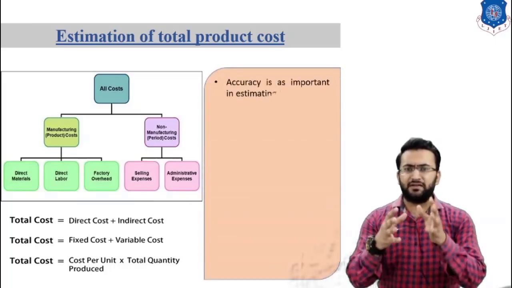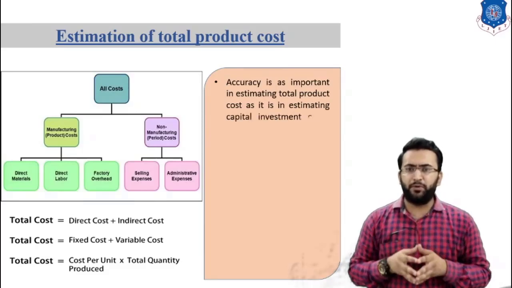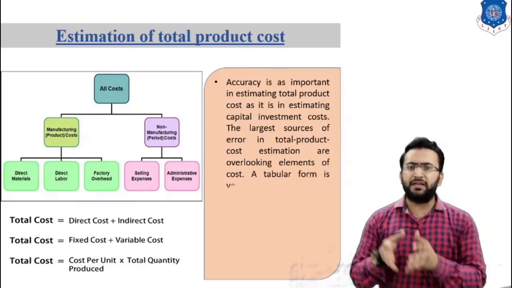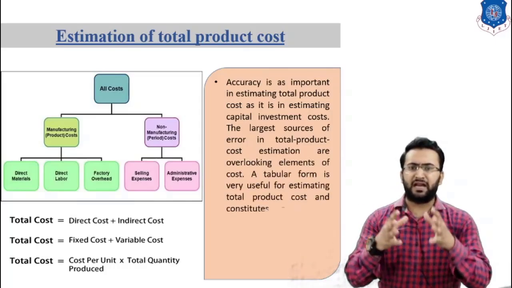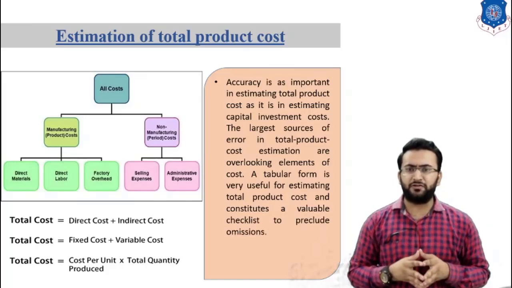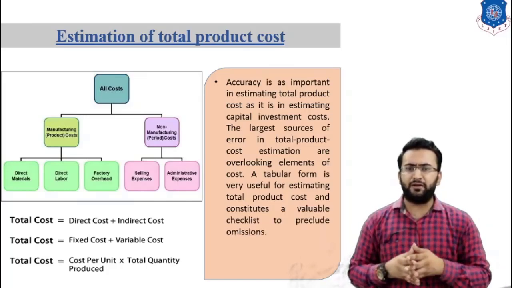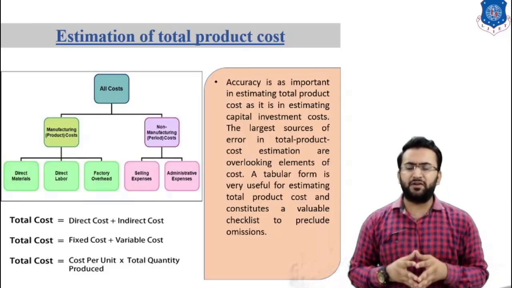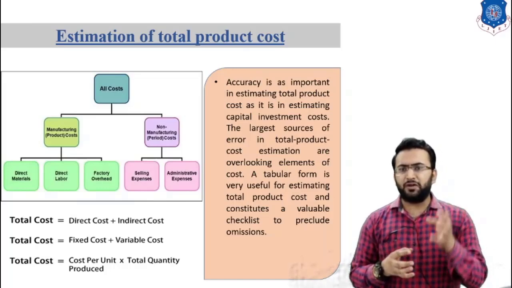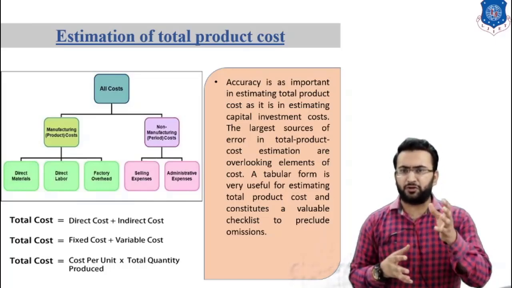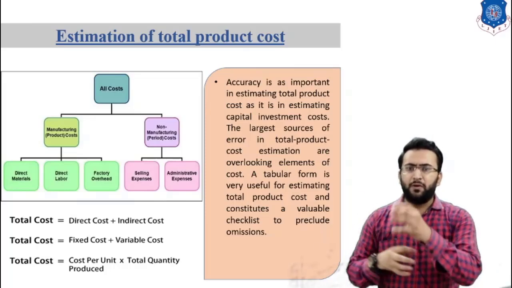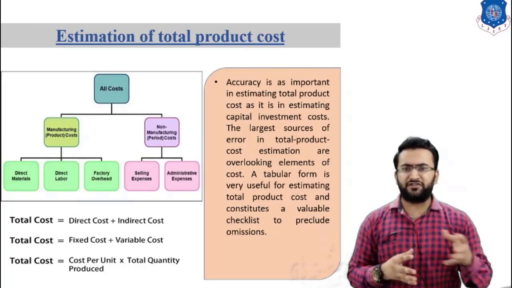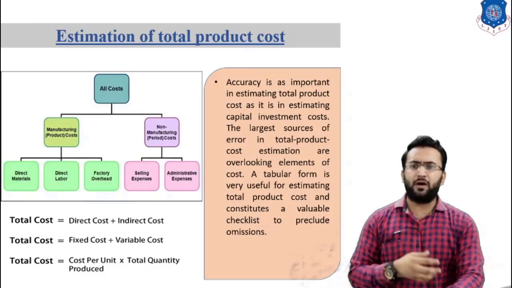Accuracy is important in estimation of total product cost, as it is required for estimating capital investment cost. The large source of error in total product cost estimation is overlooking elements of the cost. That's why a tabular form is very useful for estimation of total product cost. So accuracy is the important part because it is required for the capital investment cost.